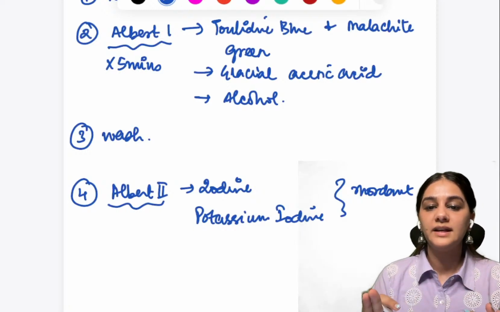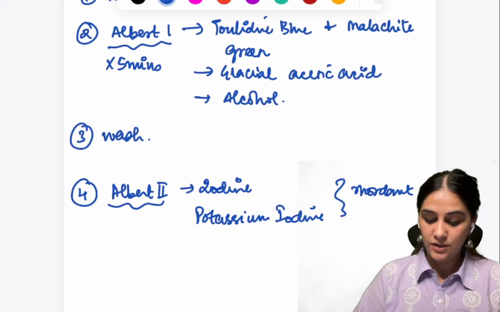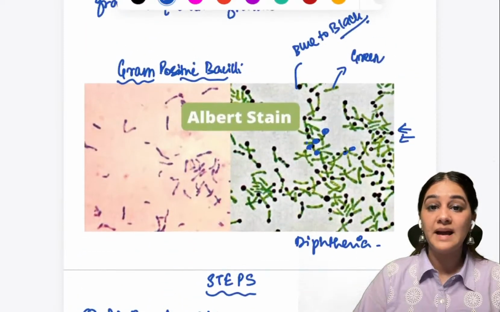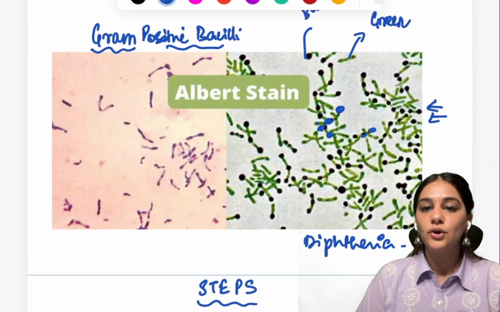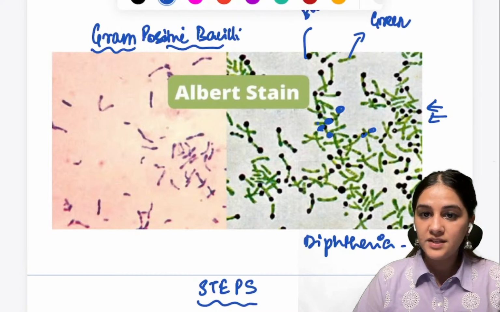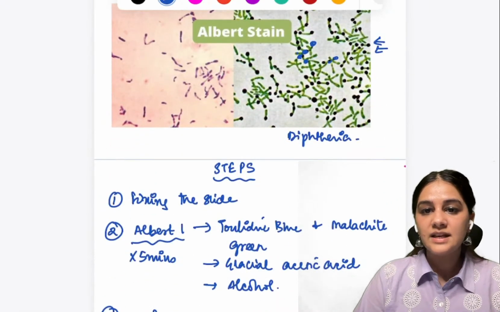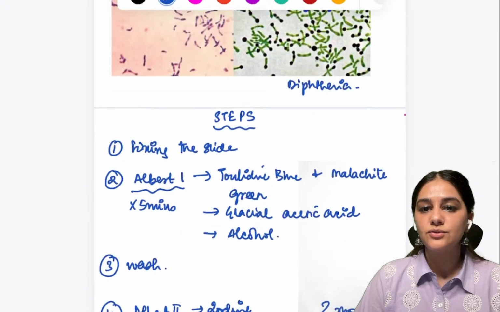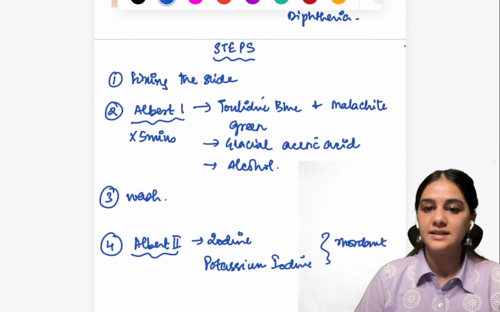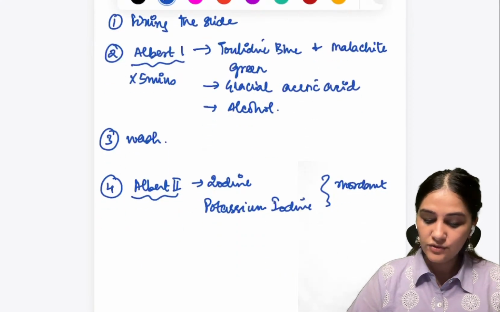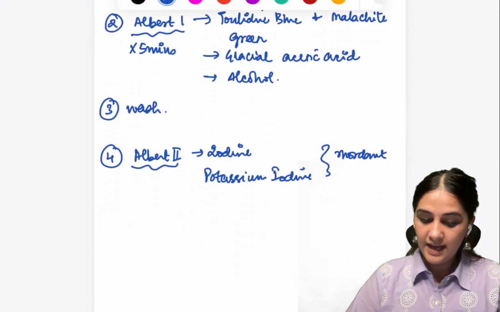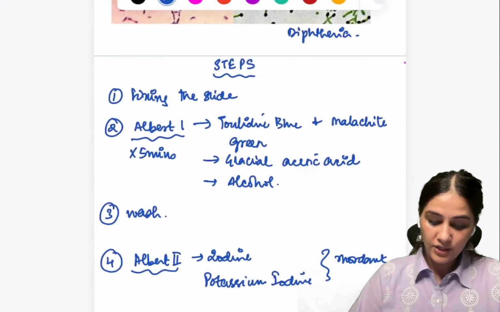And it's not going to let that organism leave that stain. So what happens here? Because of the malachite green, the bacilli look green, and because of the toluidine blue, the metachromatic granules are stained blue. But when it comes to your diphtheroids, what's going to happen? Diphtheroids don't have any metachromatic granules, right? So what is it going to be? It's just going to be green bacilli, right? So that is your Albert staining.